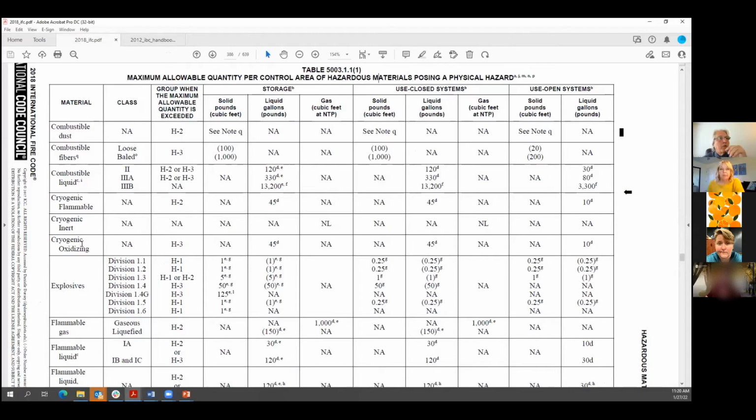If you have more than the allowed amount, like if you've got more than 45 gallons of liquid that is cryogenic flammable, then the occupancy of that room is no longer a B occupancy, it's an H2. So you have to have the construction requirements of H2, or you have to lower the amount you have in storage to meet the B requirements.